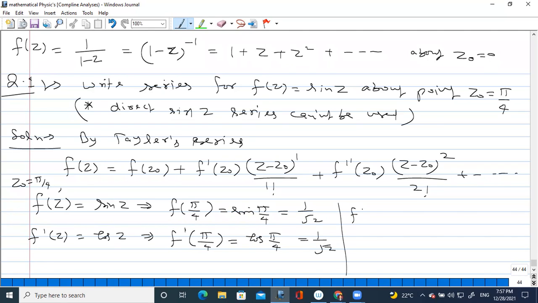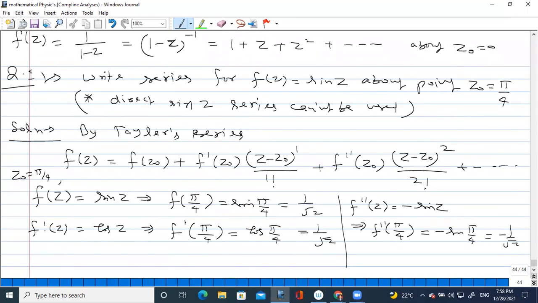Similarly, you can find f double dash z, that will be minus of sin z, and from here you can find f double dash pi by 4, that will be minus of sin pi by 4, that will be minus 1 by root 2. So these values you can put here and directly you will get the answer.